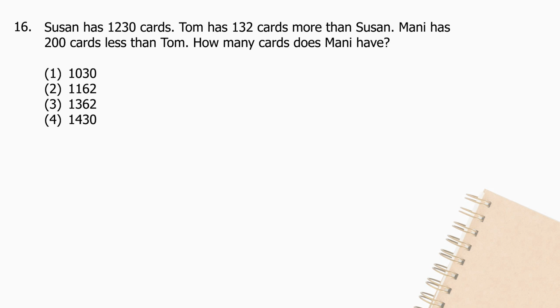Question 16. Susan has 1,230 cards. Tom has 132 cards more than Susan. Marnie has 200 cards less than Tom. How many cards does Marnie have?